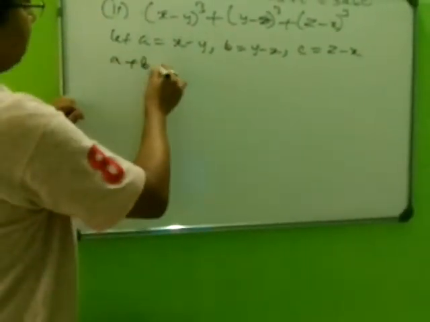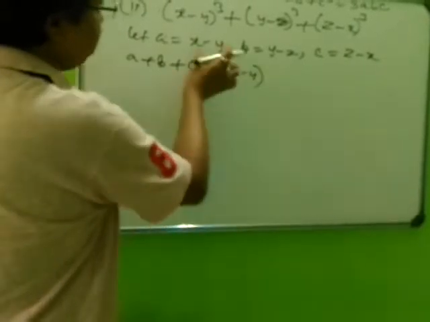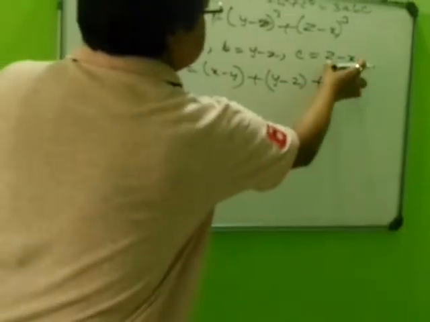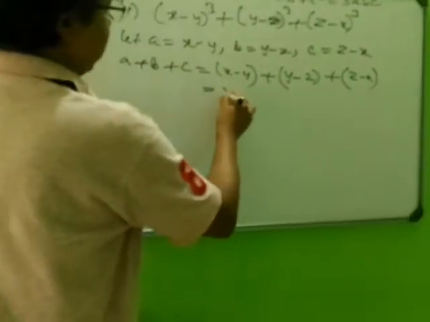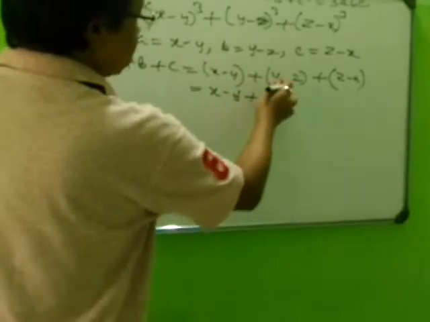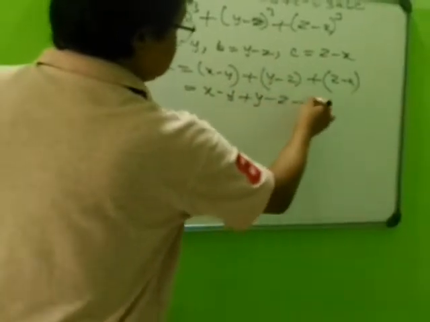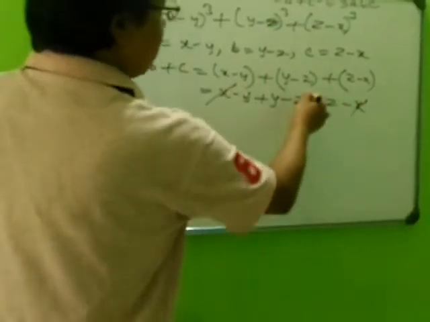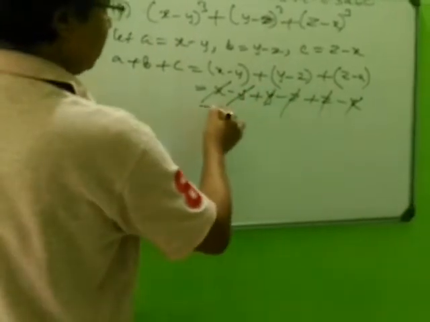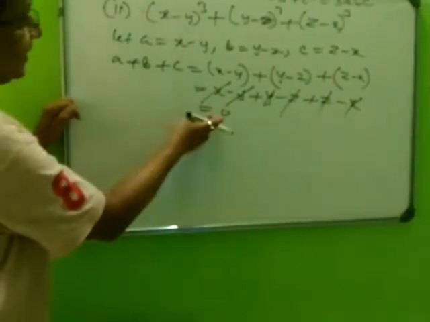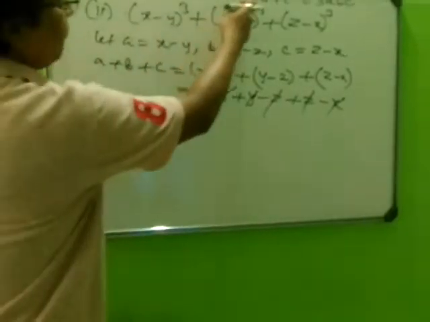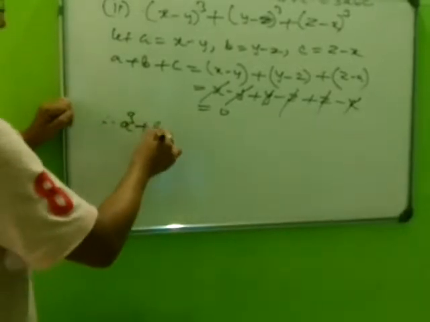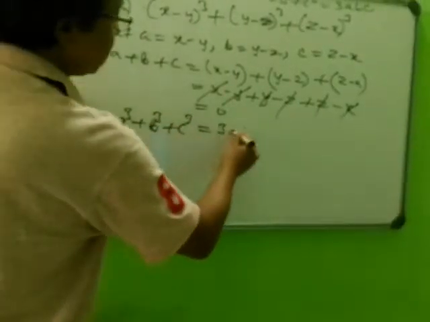Now you add A plus B plus C. A plus B plus C equals x minus y plus y minus z plus z minus x. So x minus y plus y minus z plus z minus x, plus x minus x, minus y plus y, minus z plus z, you have got 0. If A plus B plus C is 0, then A cube plus B cube plus C cube equals thrice ABC.